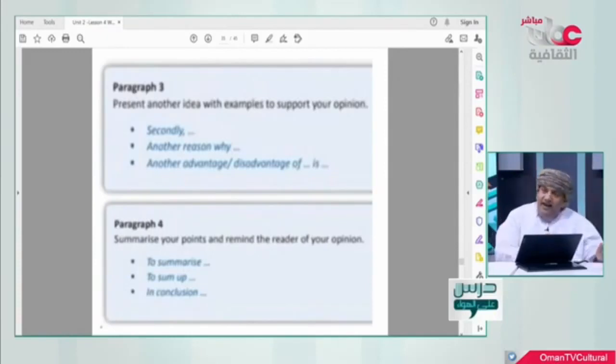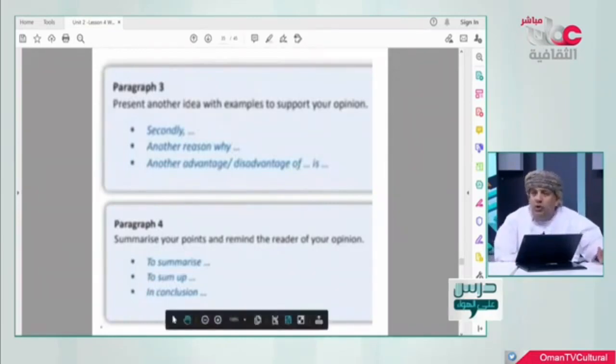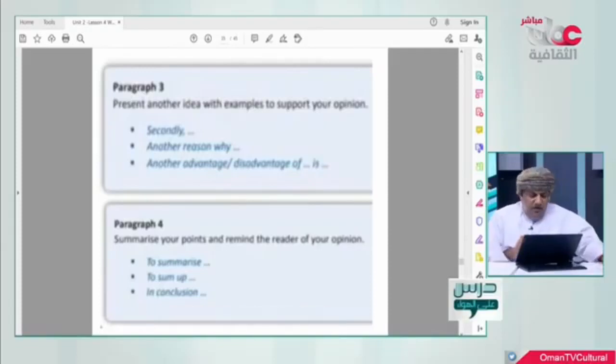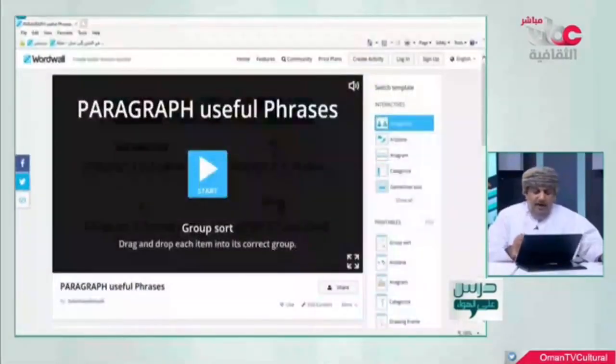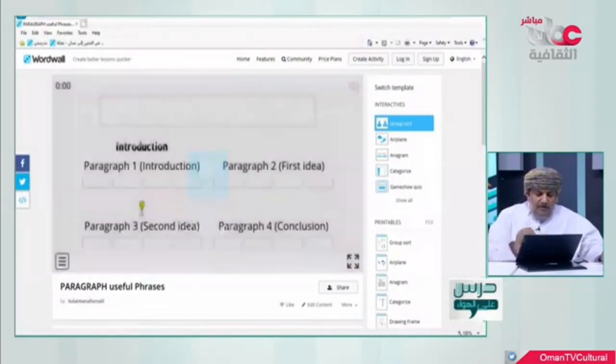In the final paragraph, or the conclusion, you can say to summarize, to sum up, to conclude. We said these words. So let's play a game also here. Paragraph useful phrases.